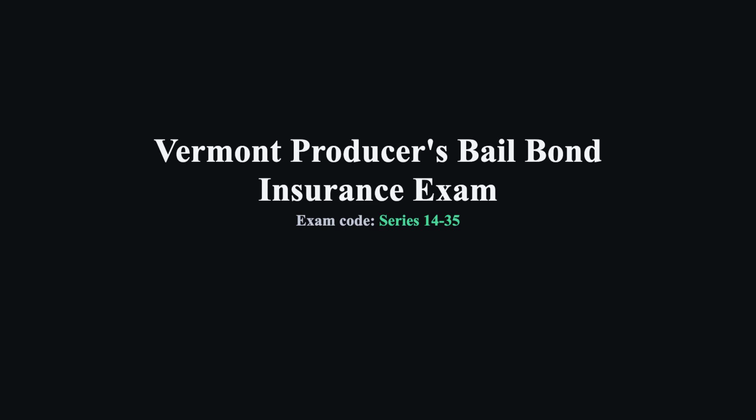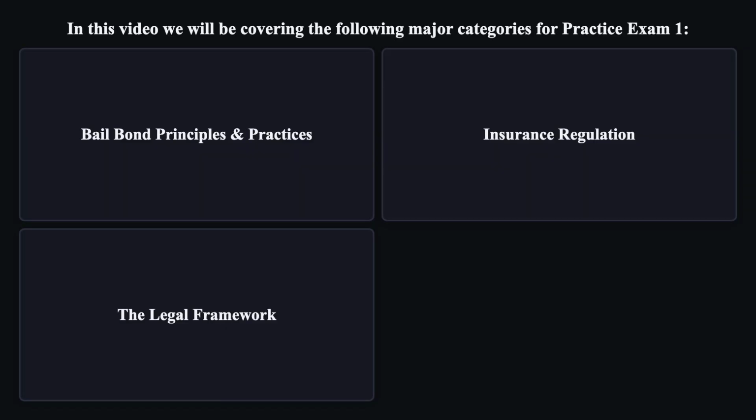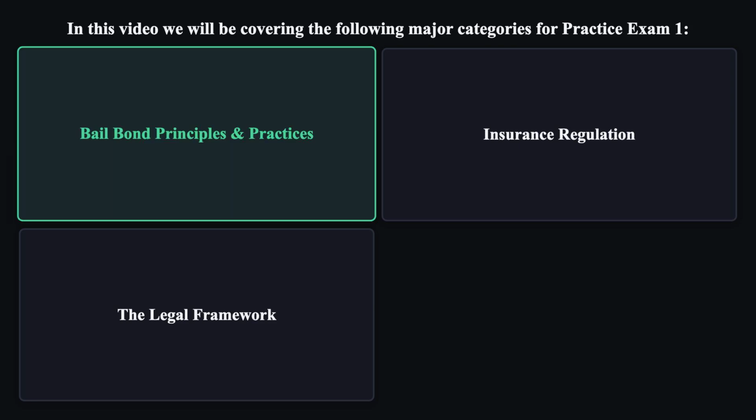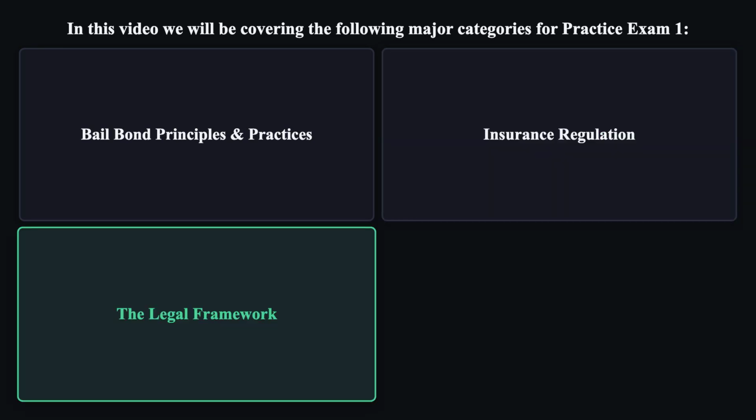Vermont Producers Bail Bond Insurance Exam, exam code SERIES 14-35. There are 6 practice exams in this series. This video covers Practice Exam 1. The first 20 questions are free. In this video, we will be covering the following major categories for Practice Exam 1: bail bond principles and practices, insurance regulation, the legal framework.